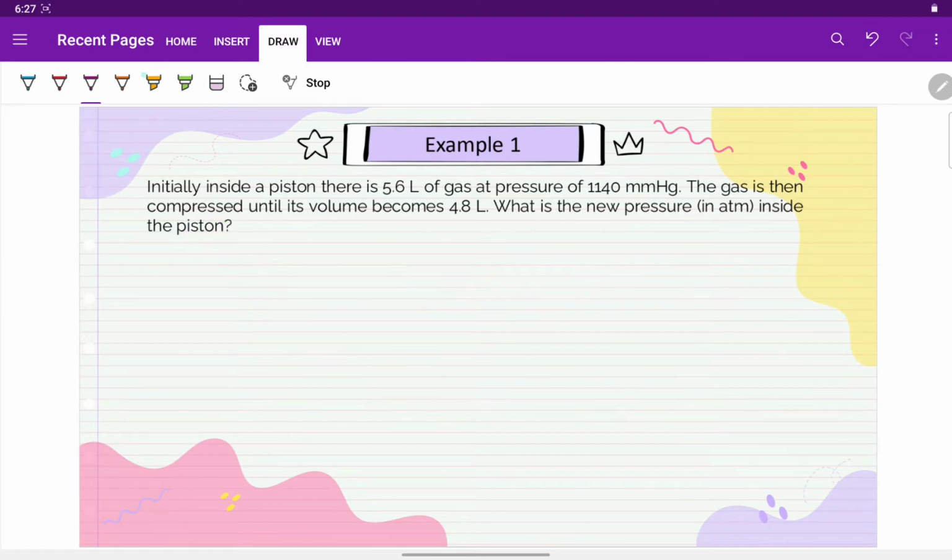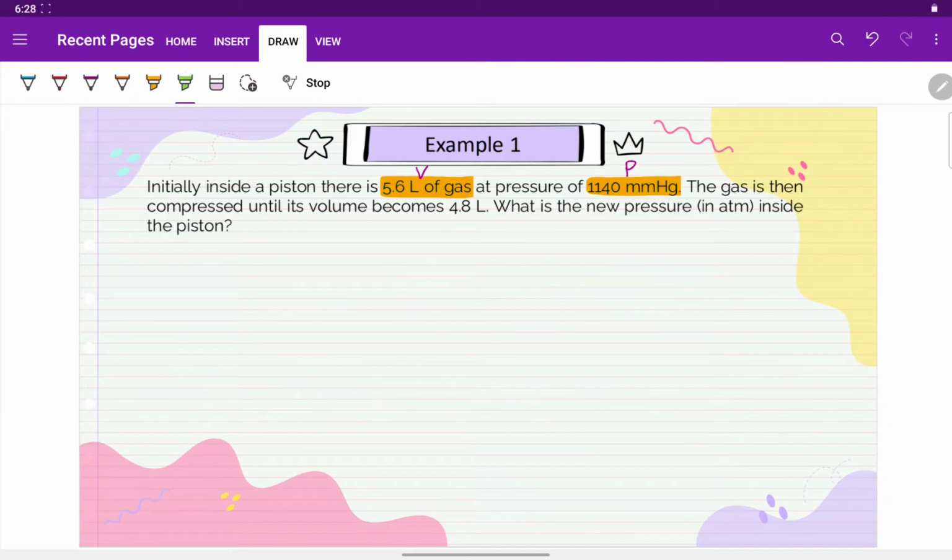Okay, now, so kita highlightkan maklumat yang kita ada. First kita ada dekat sini, dia kata initially inside a piston there is 5.6 liter of gas. Okay, so kita ada volume 1 dekat sini. Kemudian dia kata at pressure 140 mm mercury. Okay, kita ada satu volume dekat sini dan kita ada pressure.